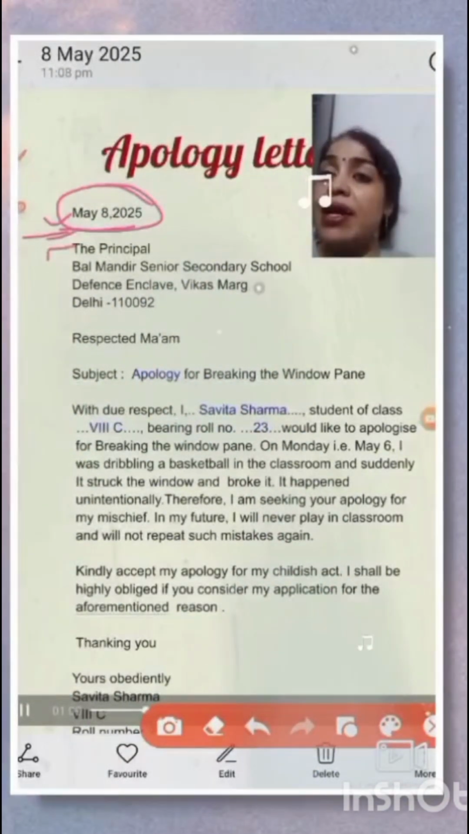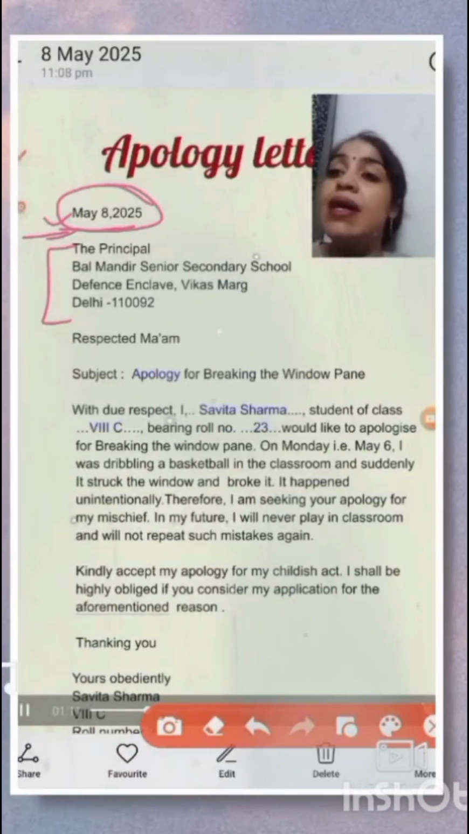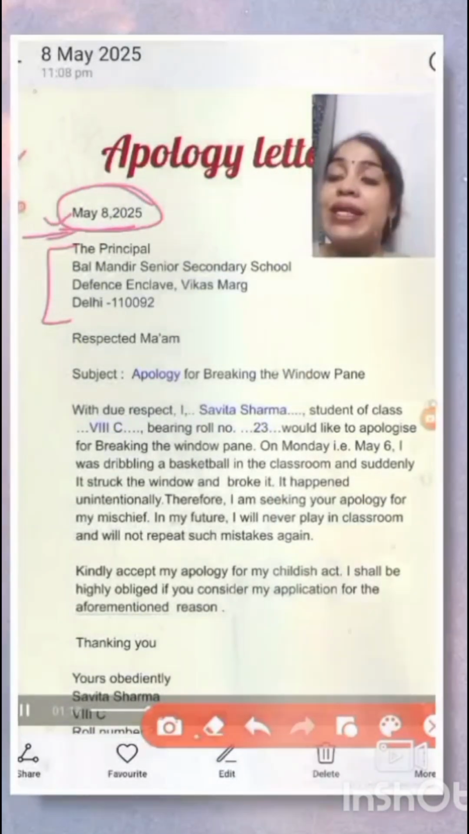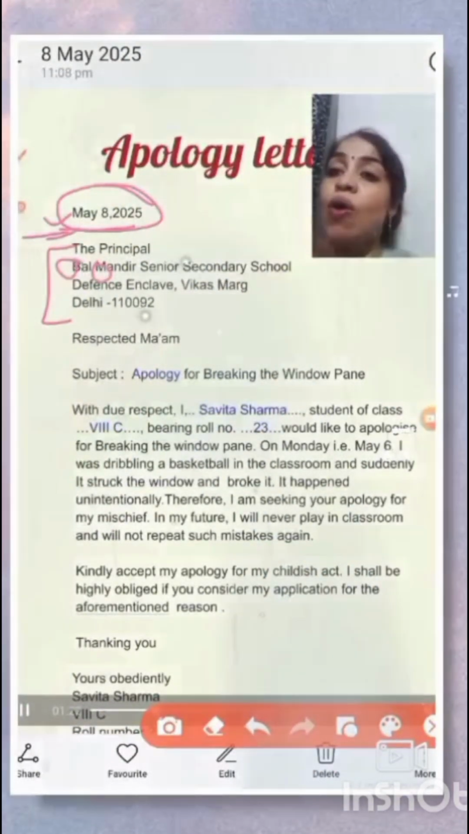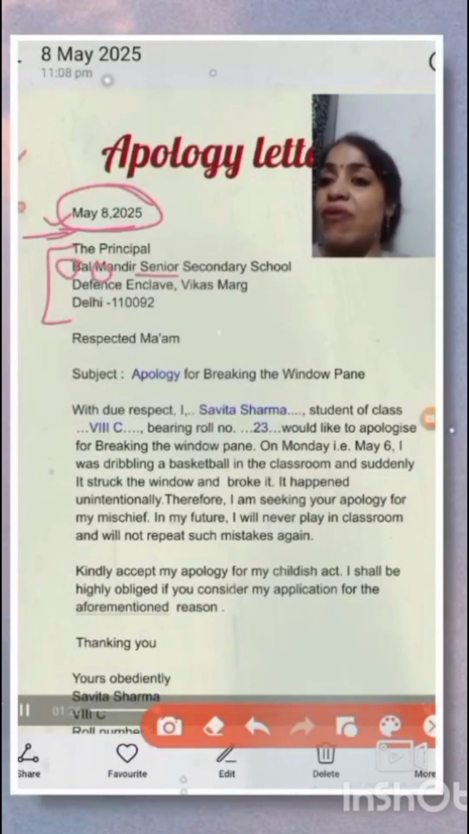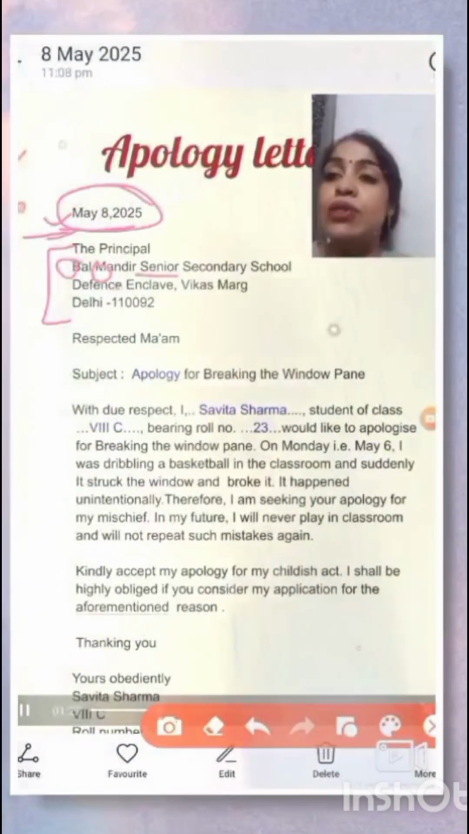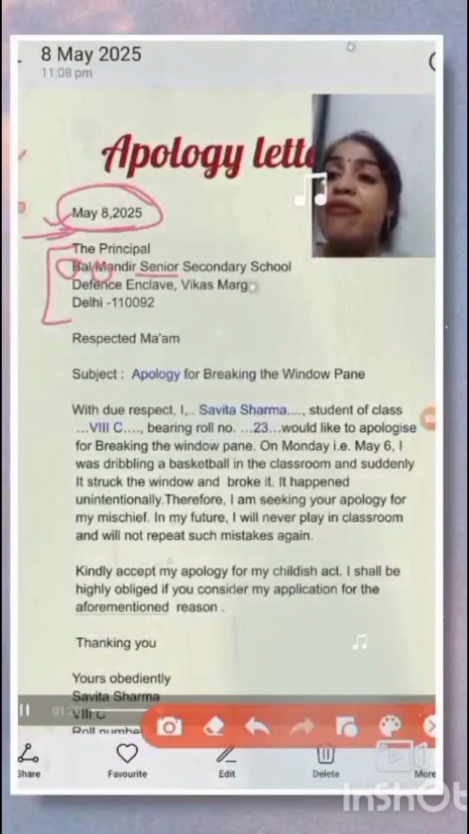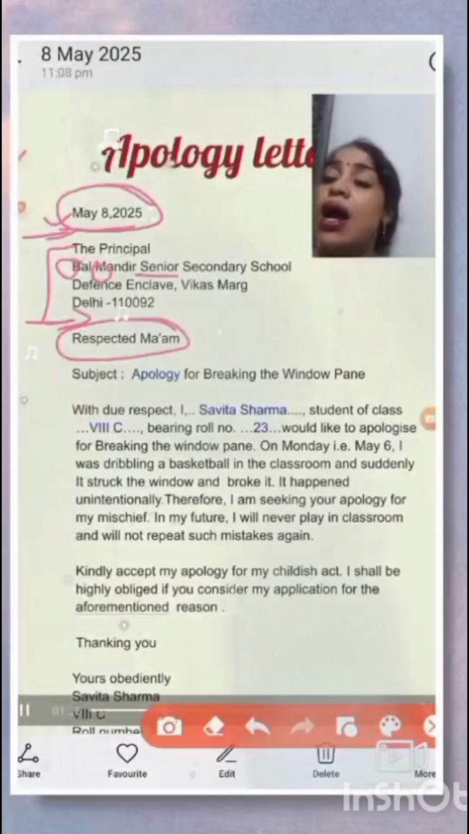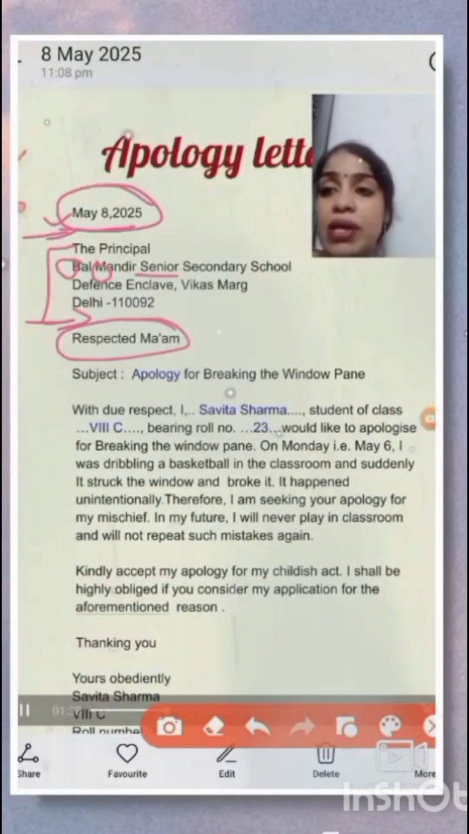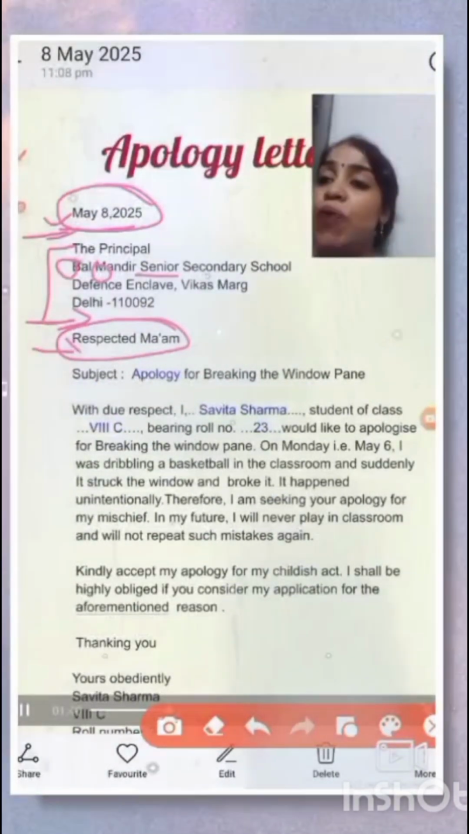Then we have to write the name of the school. While we are writing the name of the school, we have to write it in title format. Title format means the first letter of each word should be in capital form. And after writing the school address, you have to leave one line gap. Then you have to write the salutation according to the principal, ma'am or sir. And then you have to leave one line gap.